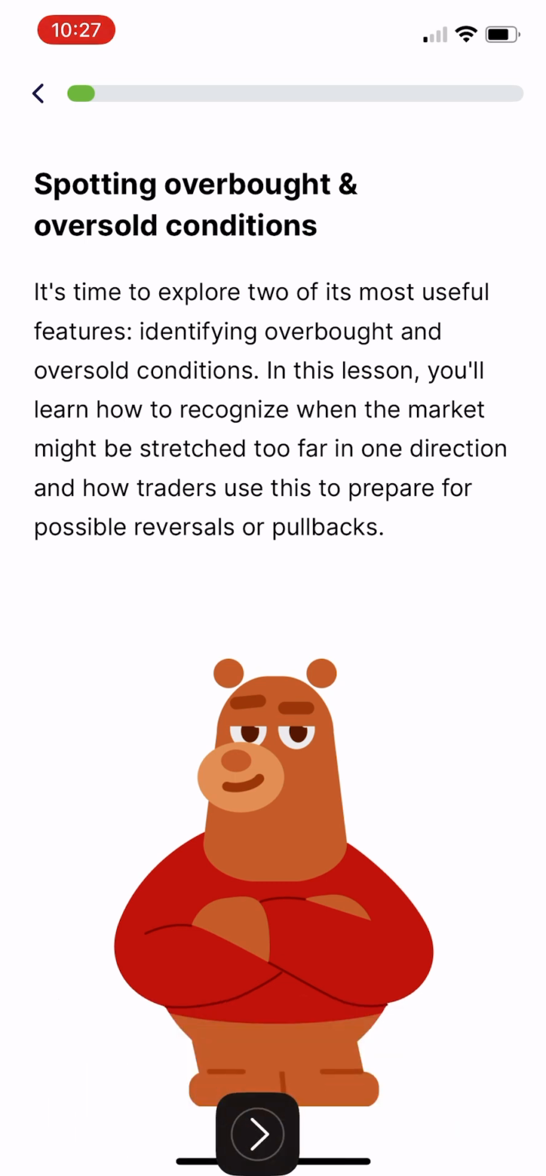Spotting overbought and oversold conditions. It's time to explore two of its most useful features, identifying overbought and oversold conditions. In this lesson, you'll learn how to recognize when the market might be stretched too far in one direction and how traders use this to prepare for possible reversals or pullbacks.